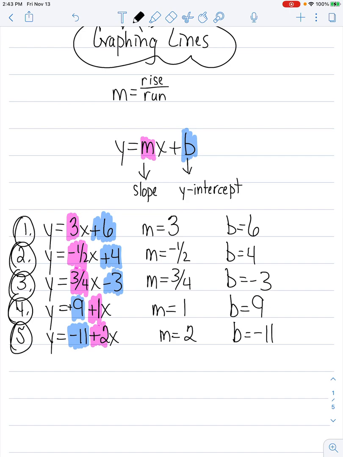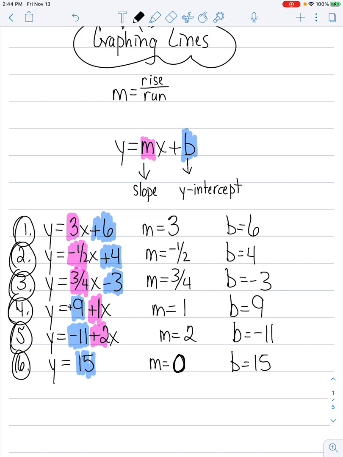Then we have a couple of other crazy situations. What if we just had this? y = 15. I see the plain old number, so that's going to be my y-intercept. But I don't see an x. Well, what if I multiply something by it makes it disappear? 0. So my slope in this situation is 0.